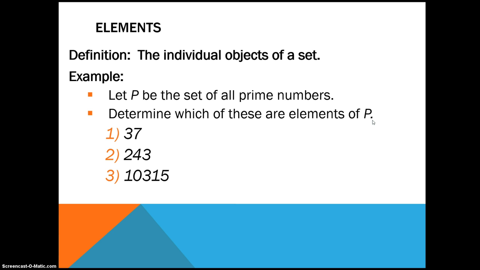What about number 3? Is 10,315 a prime number? No, that one's a little bit easier than the last one. We know that if a number ends in 5, it's divisible by 5. So we know this one has at least 3 factors: 1, 5, and then the number itself. So the first one is an element, the second one and the third one are not elements of the set.